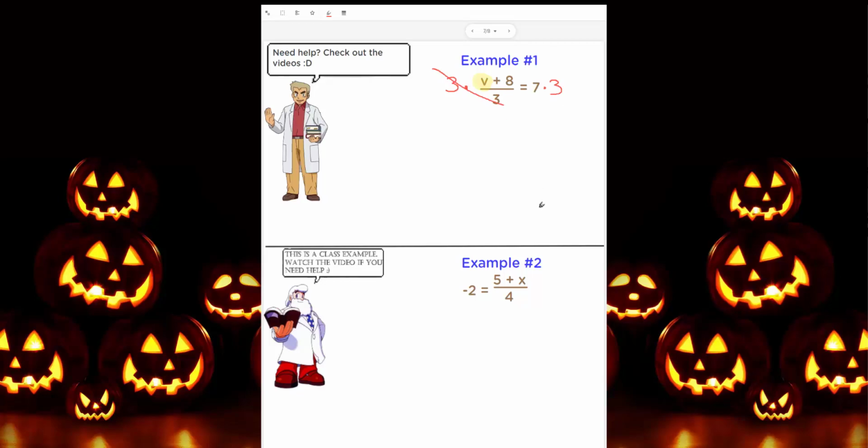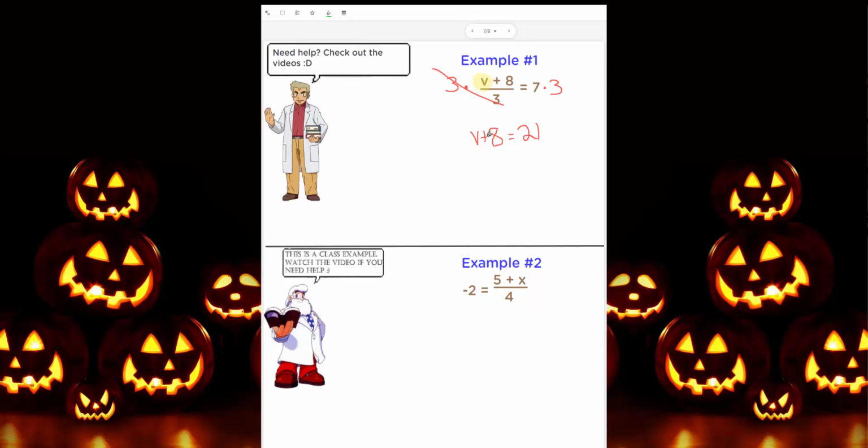These cancel. So on the left side of the equal sign, all we have is v plus 8. Okay, and because we multiplied the left side by 3, we have to multiply the right side by 3. And that gives us 21. And now v is almost by itself. We've just got to cancel out this last number here.